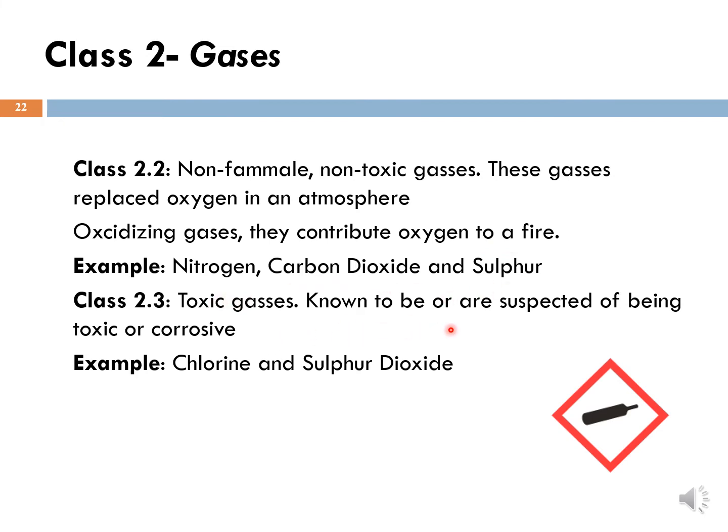Toxic gases, known or suspected of being toxic or corrosive, fall under division number 3. Those are chlorine and sulfur dioxide. So these are the three divisions of gases.